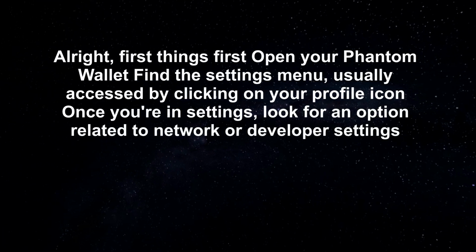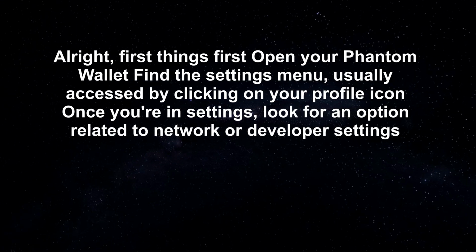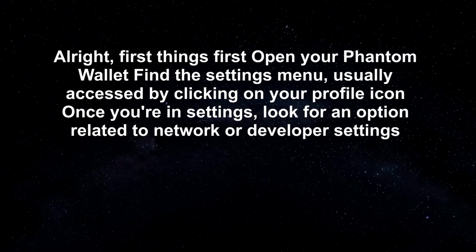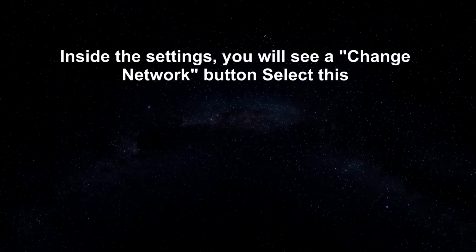Alright, first things first, open your Phantom wallet, find the settings menu, usually accessed by clicking on your profile icon. Once you're in settings, look for an option related to network or developer settings. Inside the settings, you will see a change network button.